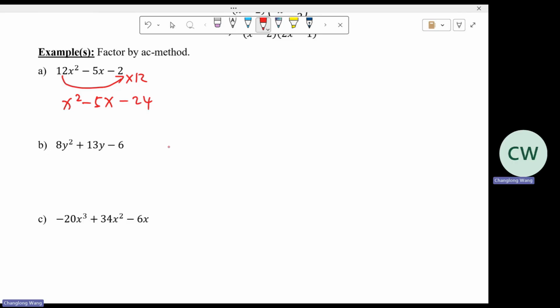But always keep in mind, your goal is to get a positive and a negative factor that add up to -5. That means they shouldn't be that far from each other. 24 has a 3, right? And 24 has a 4. And of course, it doesn't have a 5. You end up getting 6 and 4, but you know that it won't make any difference, right? Because all we need is a pair of factors. The order doesn't really matter.